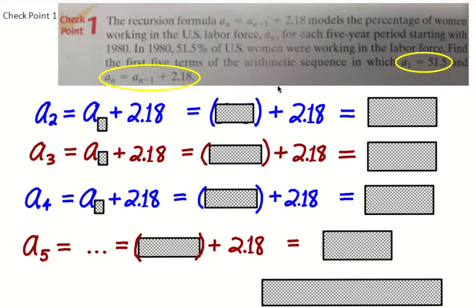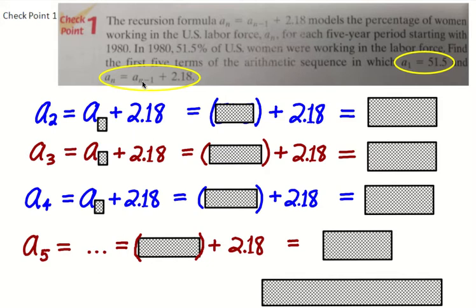Moving on, all you really have to do, if you're keeping good notes here, is write what I've circled in yellow. That's all that really matters: a sub 1 is 51.5, and a sub n is a sub n minus 1 plus 2.18. Okay? Hopefully as you're writing that down, and especially writing down this a sub n part, I hope you notice immediately that this is recursive in nature. It's a recursion style nth term formula.